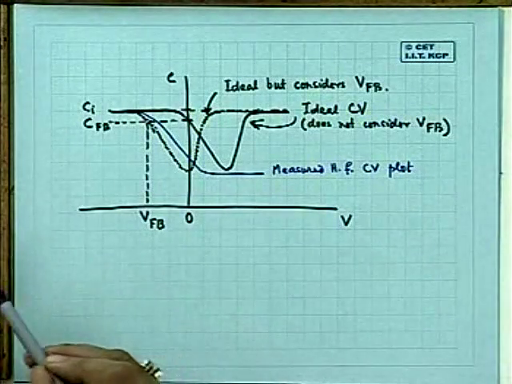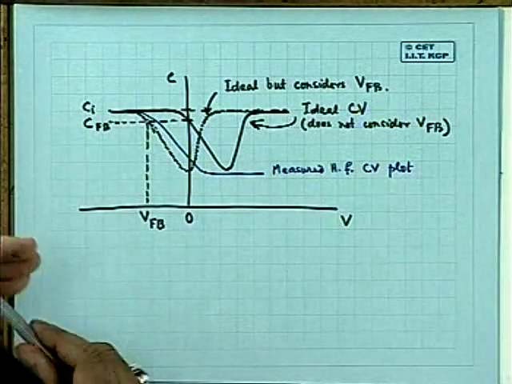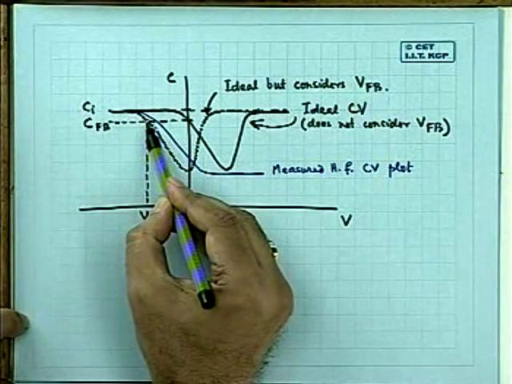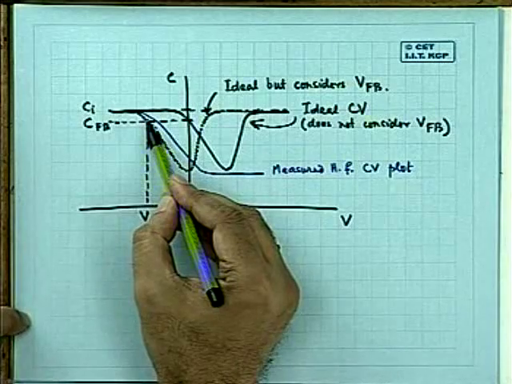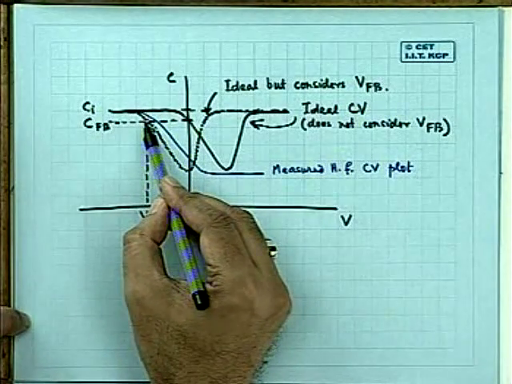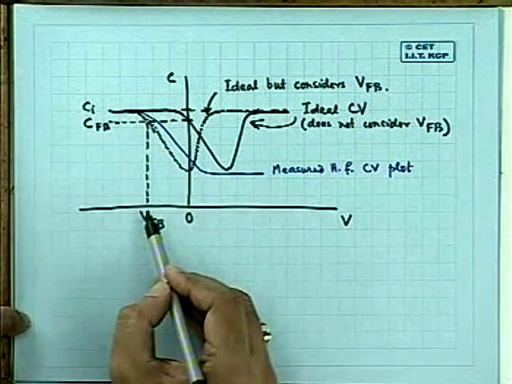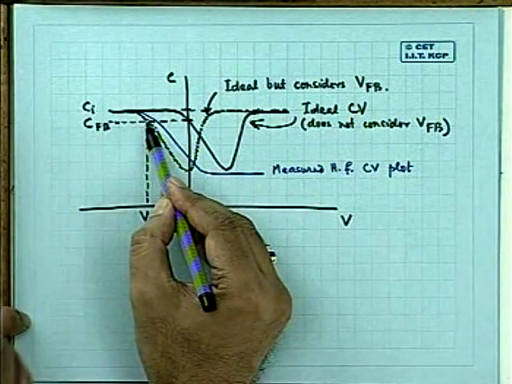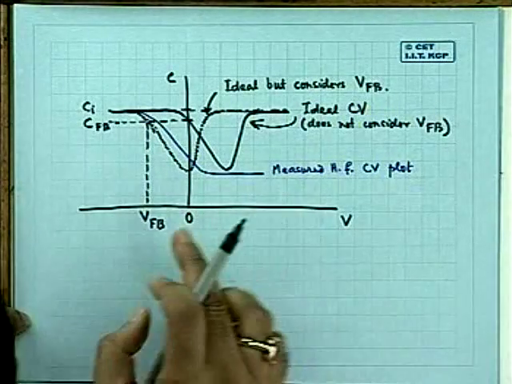And had you noted that two things I think I should have elaborated to you. How I have defined VFB? It is the cutting point, the point of intersection of CFB. Okay? It is a voltage at which the capacitance is the flat band capacitance. That's how normally, from the CFB, we get the value of VFB.